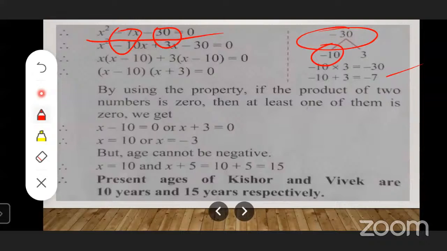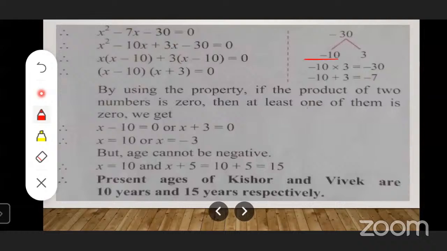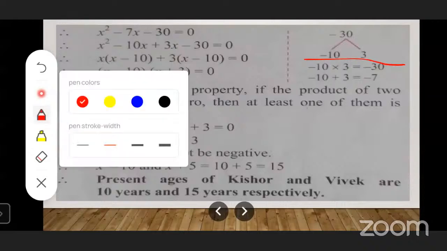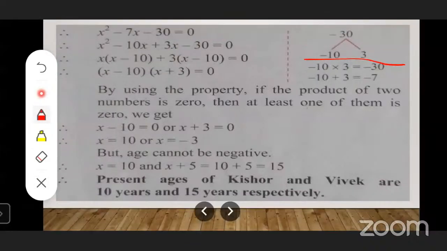That is what I want. And when I multiply these factors, minus 10 into 3, what am I getting? Minus 30. That is the last term. Means I am fulfilling both conditions with these two factors, right? I am getting the middle term and I am getting the last term also. So I can use these factors. So let us use these factors, minus 10 and 3. Now I will rearrange this quadratic equation by using these factors.